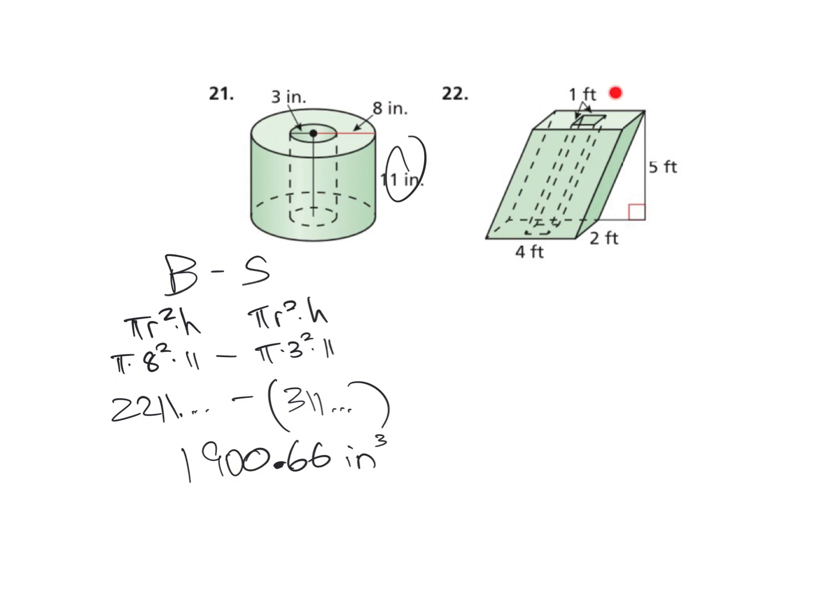Okay, so the same thing is on number 22. They have that prism cut out of this bigger prism. So again, do the exact same thing again. The formula for a prism is length times width times height. So we have 4 times 2 times 5, and we're going to subtract the inside one. It's a square prism, so 1 times 1, and again, the height is 5. So we have 8 times 5 is 40, minus 1 times 5 is 5, so that's 35 cubic feet.